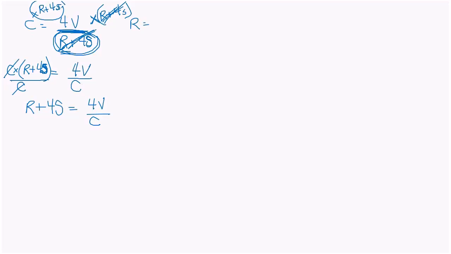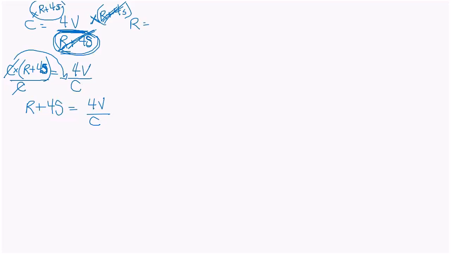Then I'm getting rid of my C and moving my C to the other side here. C is multiplying R plus 4S, so to get rid of it, I'm going to divide by C. That cancels out the C. I must also divide by C on my other side, and now I get R plus 4S is equal to 4V divided by C. Now to get R by itself, I need to get rid of 4S.